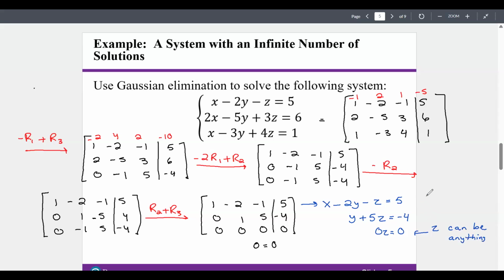However, these two equations here are going to be dependent on that z, because once z changes, it's going to change this y. If this z changes, it's going to change the y and it's going to change that. So we got x and y are dependent on z.